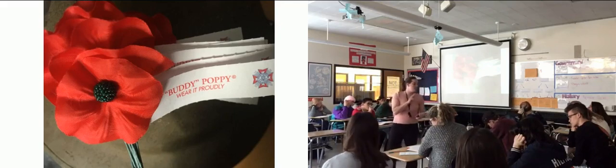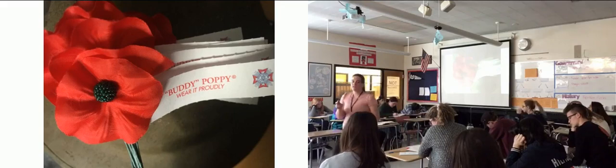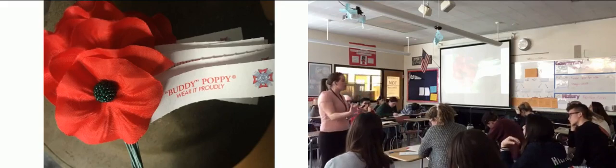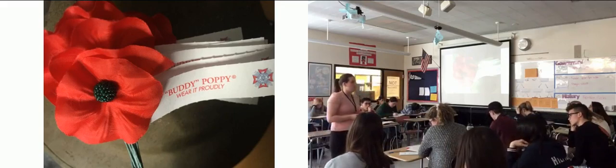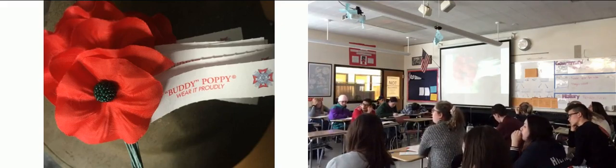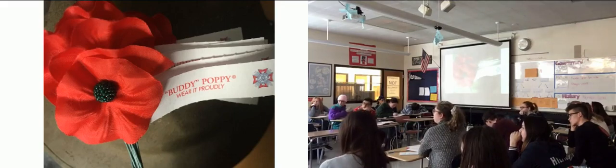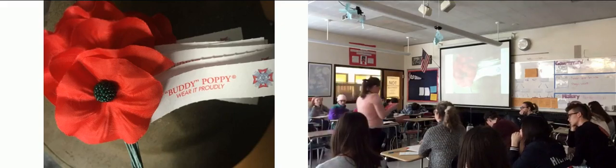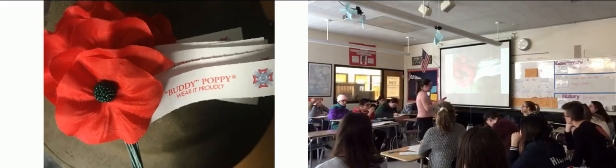Step number 2 is on the poppy on the right. You guys are going to pretty much memorialize those who have died in World War I. So how you're going to do this is you can decorate this however you want. There's many different ways that you can do this. I'm going to show you some ones that my regular U.S. kids did. But you can memorialize this in absolutely any way.